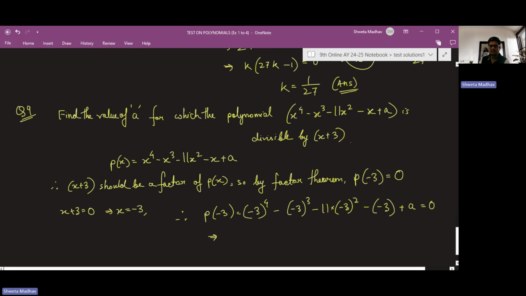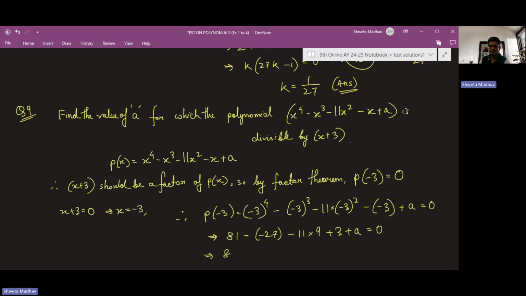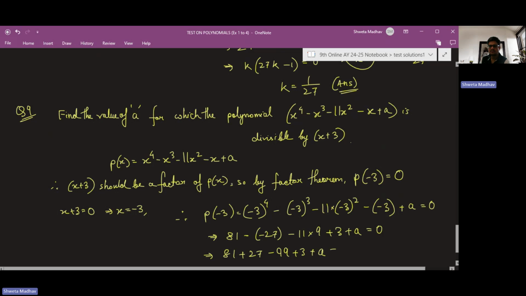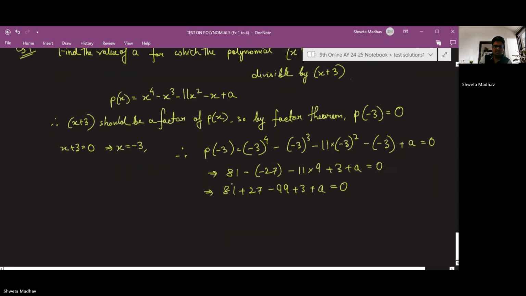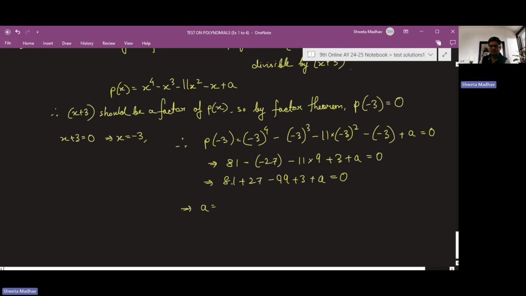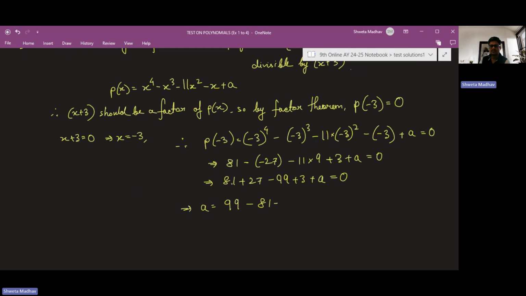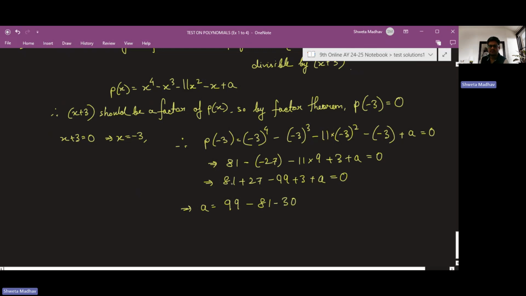So therefore minus 3 whole power 4 will be 9 9s are 81, minus this will be minus 27, minus this will be 11 into 9, then plus 3 plus a, that should be equal to 0. So 81 plus 27 minus 99 plus 3 plus a is equal to 0. So a will be equal to 99 minus 81 minus 27 plus 3, that is 30. So minus 30, since the side will change and the sign will also change.